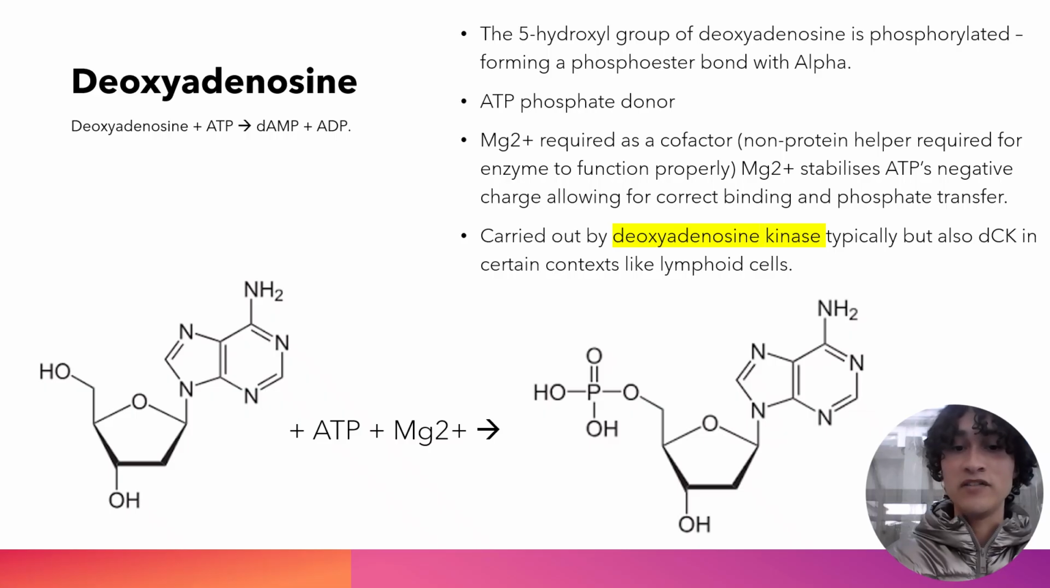It's stabilizing the negative charge, the repulsion between the beta and gamma phosphates on the ATP and that negative hydroxyl group on the deoxyribose sugar, right? It's acting as a charge shield, allowing the enzyme to bind its substrate.